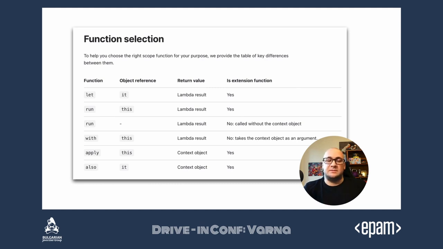What is the implicit variable in the scope of the lambda that is used as a parameter? Is it an extension function? And what is the result of the execution?